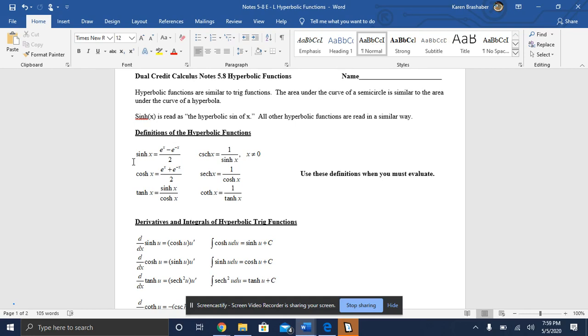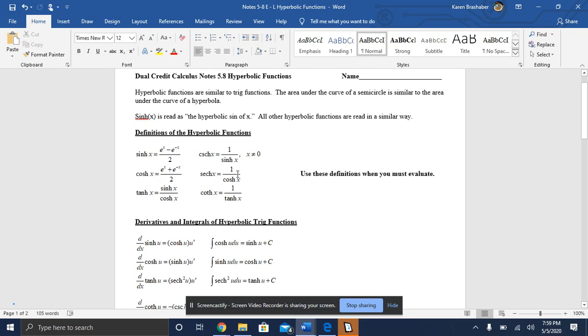So you read these as hyperbolic sine of x or hyperbolic cosine of x. And those two are the main two definitions. Hyperbolic sine is based on e to the x minus e to the negative x over 2. And hyperbolic cosine is based on e to the x plus e to the negative x over 2.